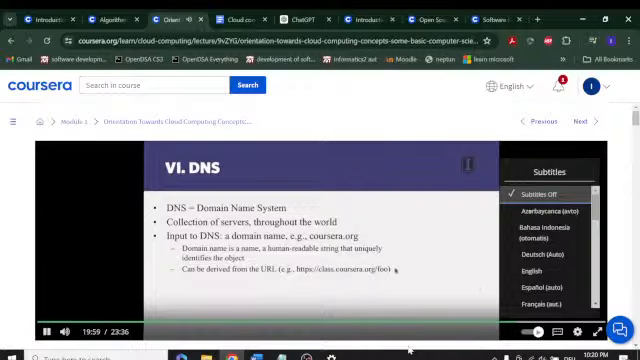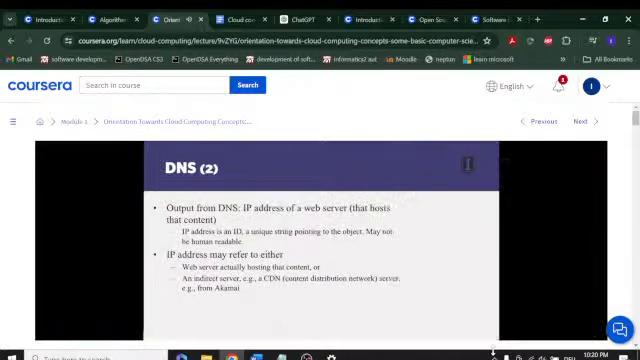Actually, we really remember URLs like class.coursera.org/foo, and when you enter this into your browser, it extracts the domain name from this URL and then sends this off as a query to the DNS system. The DNS system then returns to you the IP address of a web server that potentially hosts that content, and the IP address is essentially a target or an address or an ID, and it is a unique string that points to the object.